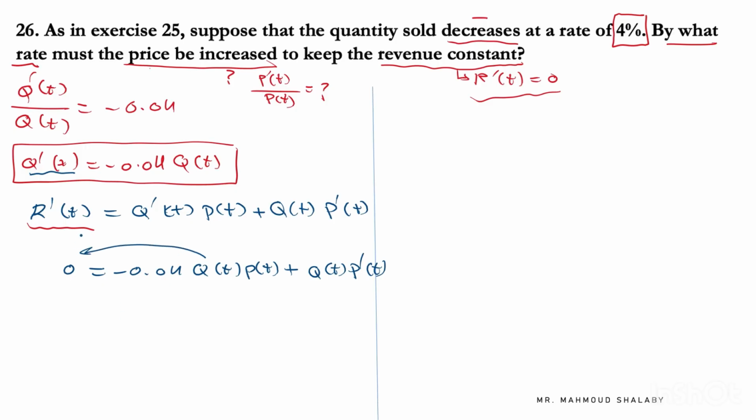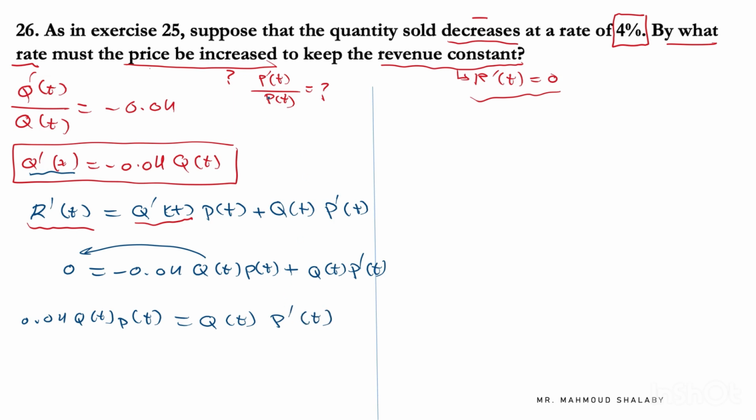As we said, I have only two things to substitute. I have r prime of t, it's given as a constant, which means a 0. I have q prime of t, I replaced it by this quantity here. Then I will continue writing the equation. Now I need to solve the equation. I will send this to the other side. Negative, it will be positive. So 0.04 q of t p of t equals q of t p prime of t.